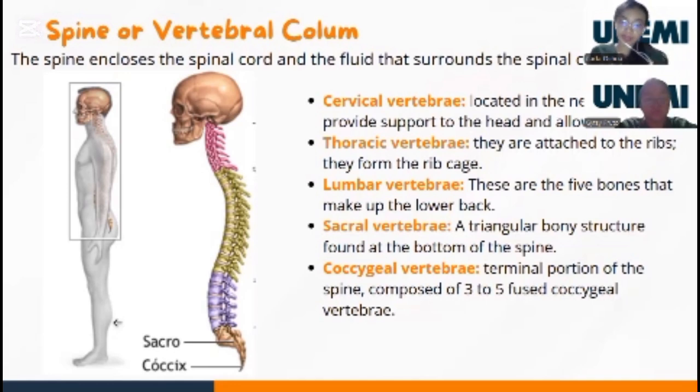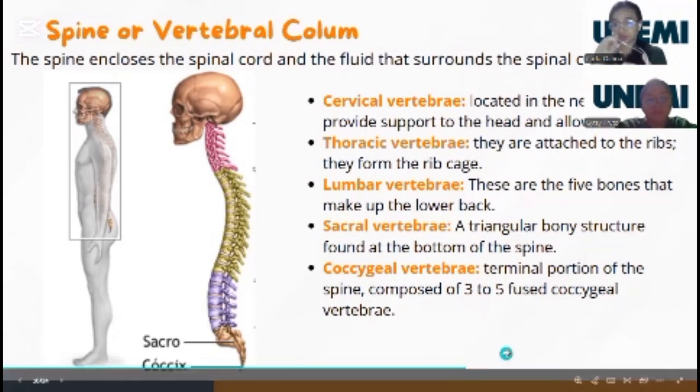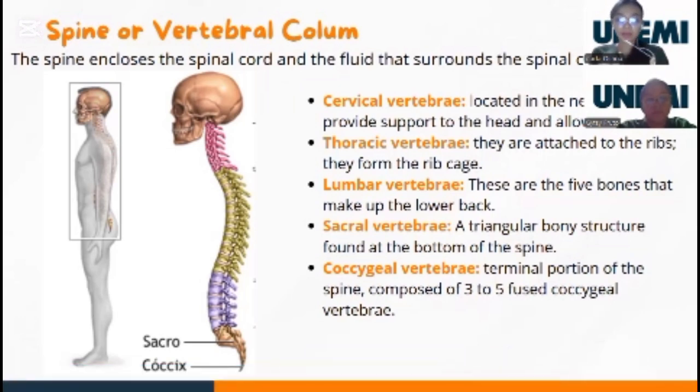Lumbar vertebra. These are the 5 bones that make up the lower back. Sacral vertebra. Triangular bony structure found at the bottom of the spine. Coccygeal vertebra. A terminal portion of the spine, composed of 3 to 5 fused coccygeal vertebrae.